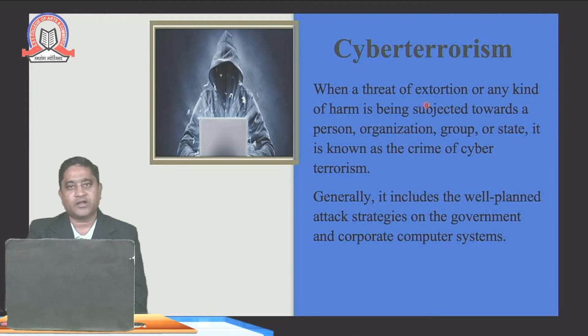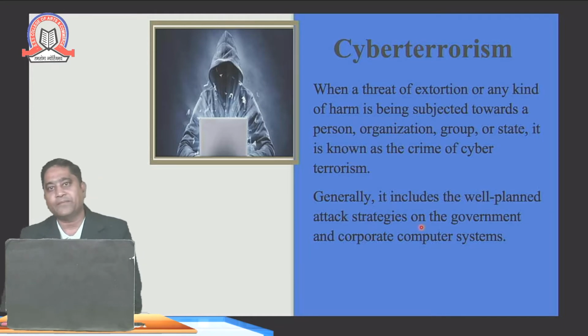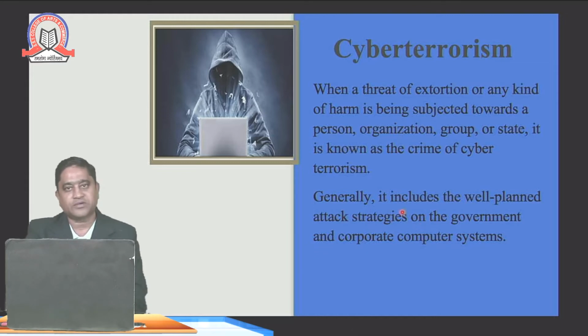Now coming to the next point, explained in short: cyber terrorism. When a threat of extortion or any kind of harm is directed towards a person, organization, group or state, it is known as the crime of cyber terrorism. So the main object is the threat or extortion. Generally it includes well-planned attack strategies on government and corporate computer systems. The person sitting on the other side watches the transactions done by one company with another, and then makes his move so that the company's reputation is harmed or its computer systems are attacked. So it would be called cyber terrorism.